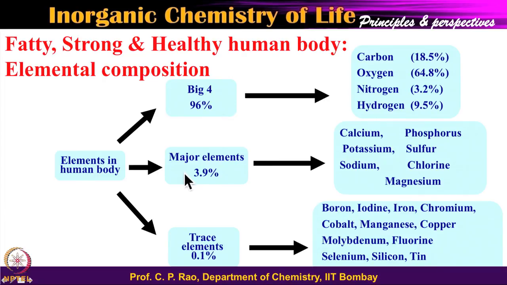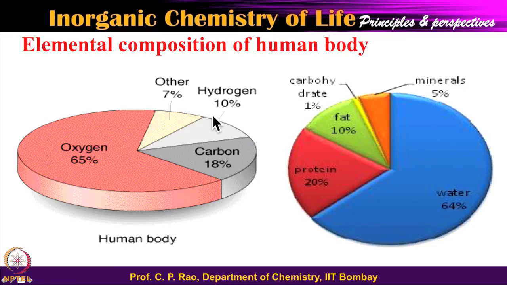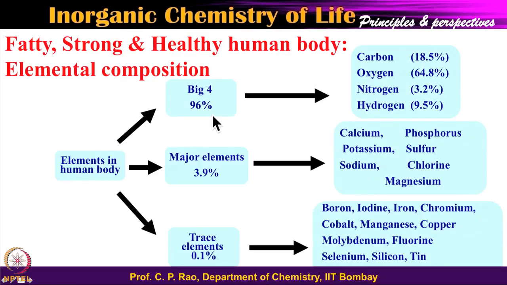Then if you have this big 4 plus major elements, you have a strong body, but still you cannot do functions. If you have the big 4, you have the macrominerals and you also have the trace elements, then you are a perfect human body, where what I mean by perfect is that you can really function like a human body. So, from this slide what you need to understand is that just having 96% is not good enough to say that I am a human being. I cannot function like a human being.